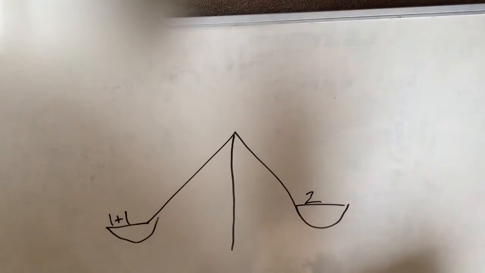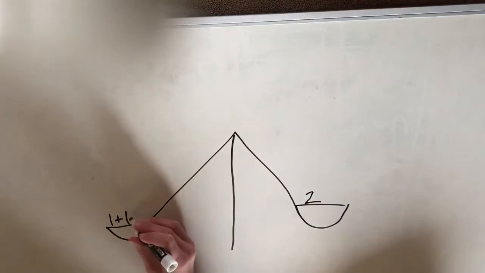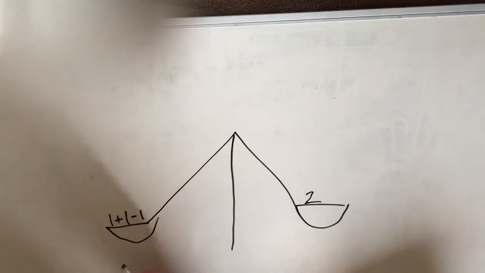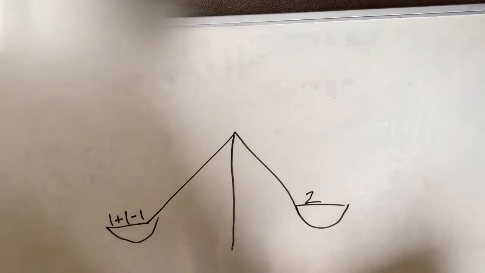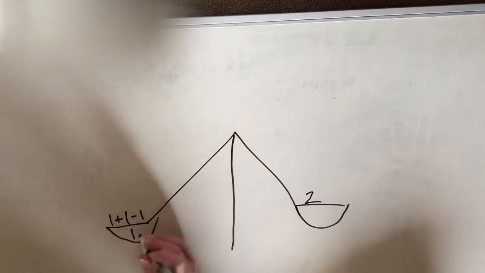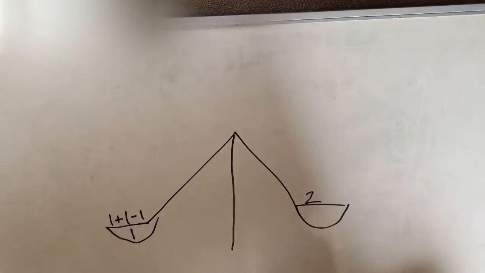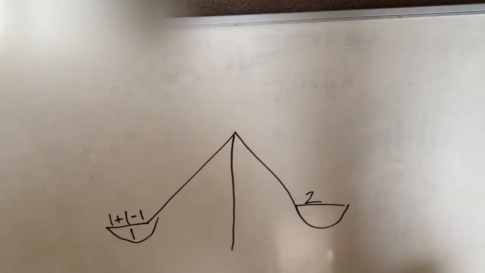But now if I subtract 1 from the 1 plus 1, if we simplify that, that is just combining all those numbers to just be in one singular number. If I simplify that, that just is 1. And now the scale would be unbalanced because 1 and 2 are not equivalent. They do not carry the same value.